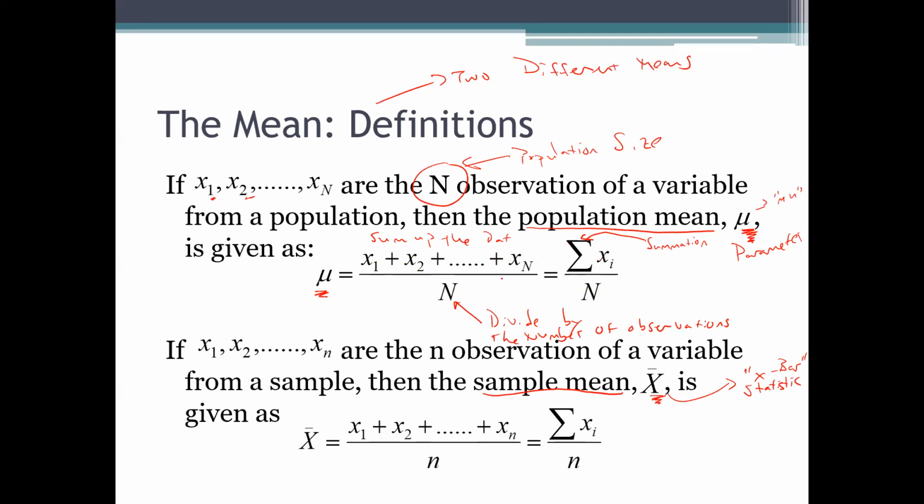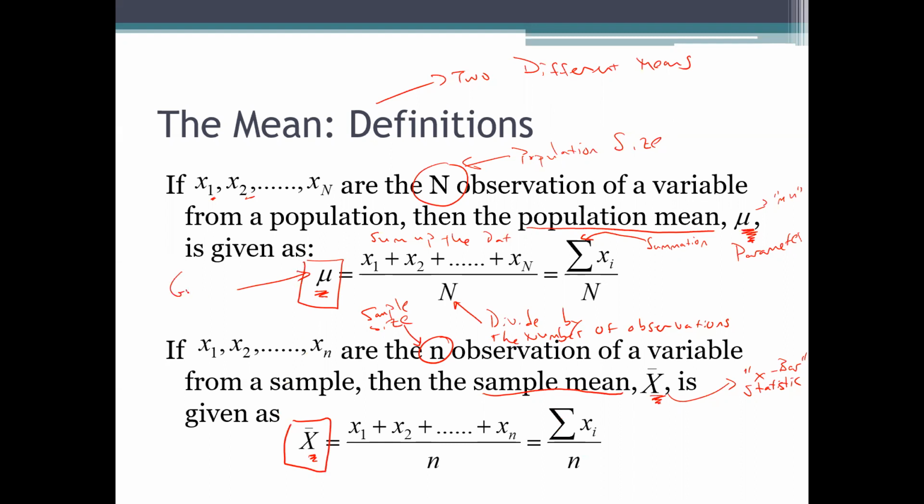That's it. How you calculate an average for a sample is exactly the same, just the notation is different. So if x sub 1, x sub 2, all the way to x sub lowercase n are the lowercase n observations of a variable from a sample, and lowercase n means the sample size, then the sample mean, x bar, is given as the sum of the individual x values divided by how many there are. Taking an average is incredibly simple. Just the notation is really, really important.